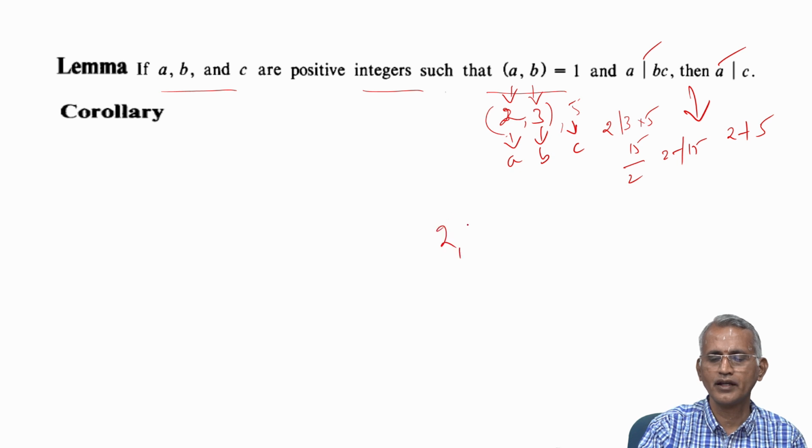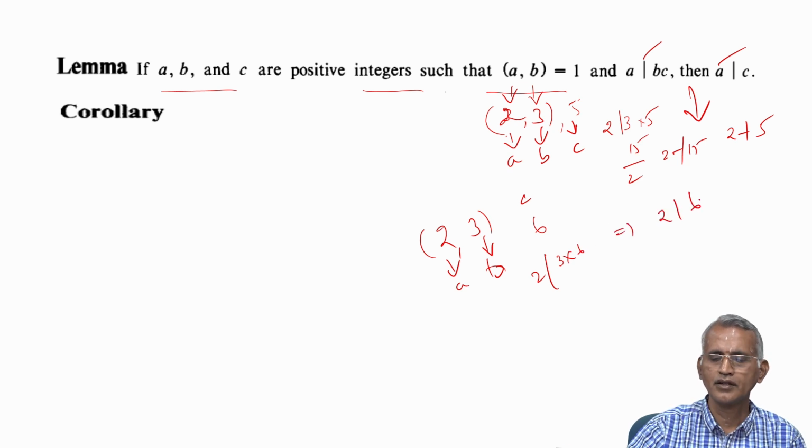Suppose you take A equal to 2 and B equal to 3, and C need not have GCD 1 with these numbers, therefore take C equal to 6. So what happens? 2 divides 3 into 6 implies 2 divides 6. So that is also true. So keep these ideas in mind.